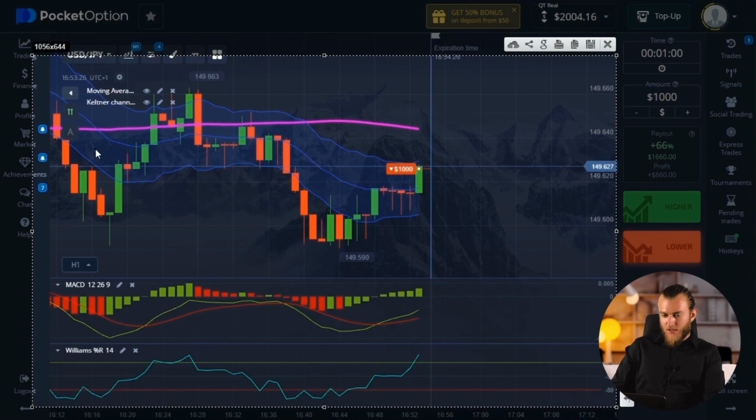Attention, there is a very strong level of resistance around which the chart wriggles in a manner reminiscent of a snake. It also coincides with the upper boundary of the Keltner channel. This is a strong signal. And the trend in the long term is starting to turn down. Therefore, I do not believe in breaking this level now, considering its strength in this context.